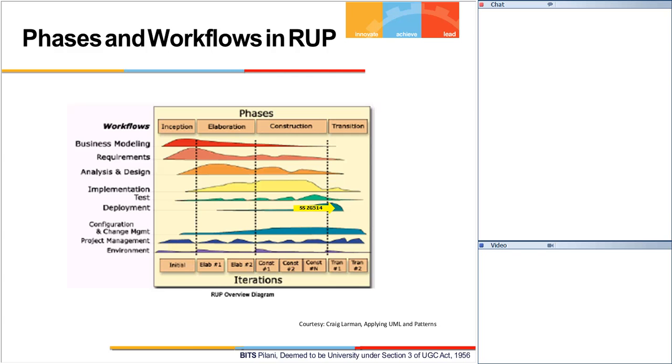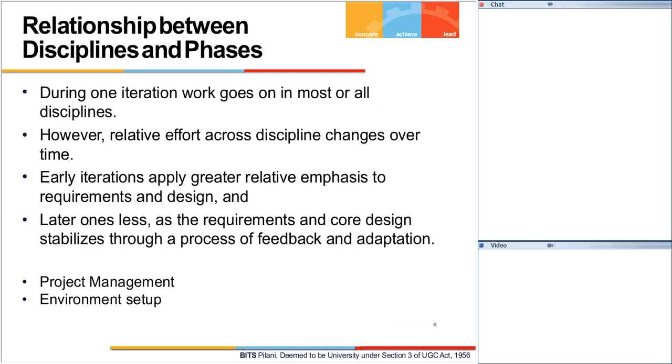So in the first iteration of the transition phase, you have its peak, and then it goes down to zero again, right? So every work discipline is executed in every phase, but the amount of time you spend in every work discipline varies from phase to phase, right? Okay, let's try and move ahead.